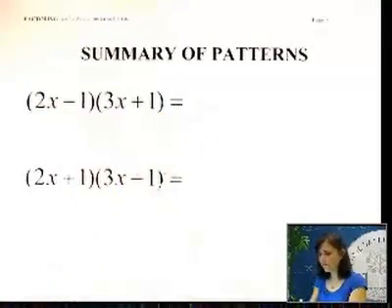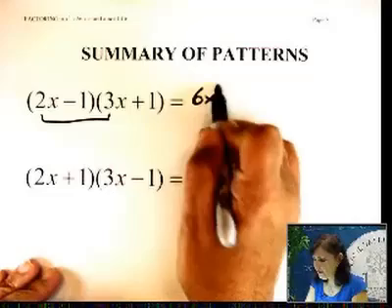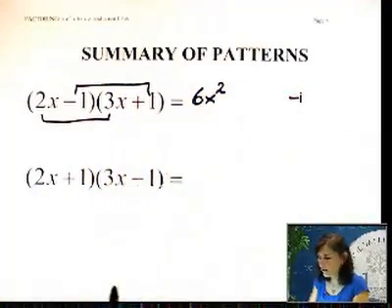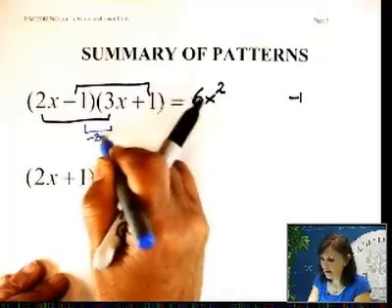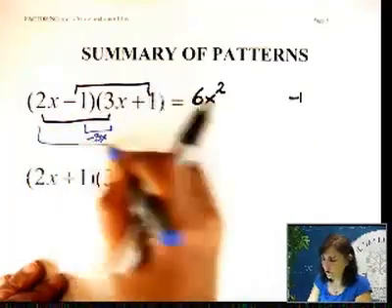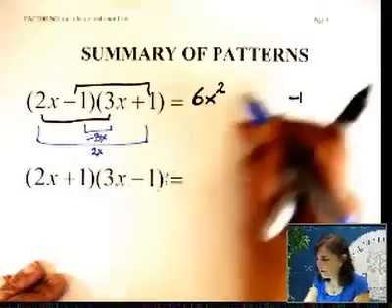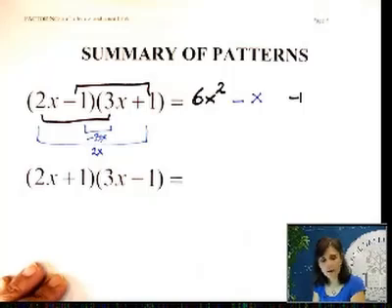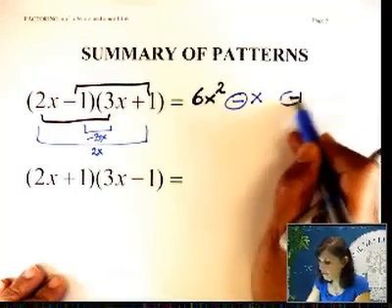Let's do a negative positive this way. First term, that's 6x squared. Last term, that's negative 1. What's the middle term? That's the inner, which is negative 3x. And then the outer, that's 2x. When you add them up, you'll get negative 3 plus 2. That's negative 1. Oh, look what happened. That one is going to be both negative.